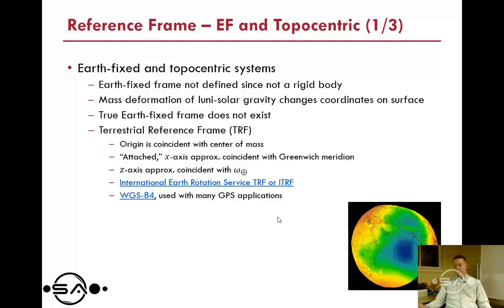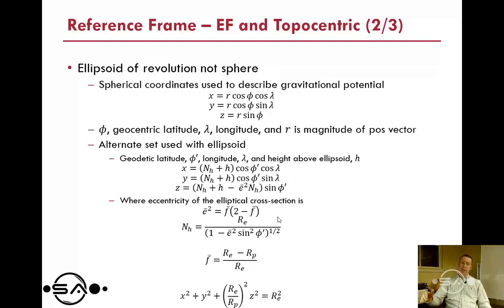So the International Earth Rotation Service, remember those guys that are reporting back on the change in periods, they'll provide the terrestrial reference frame, or since it's the International Earth Rotation Service doing it, it's called the ITRF. There's also the WGS-84, which is a geodetic application used with many GPS applications. Expanding from the WGS-84, it is actually an ellipsoid of revolution as opposed to the sphere. Remember that J2 bulge that pulls out at the equator? Well, we can capture that a little bit better if we use an ellipsoid of revolution.